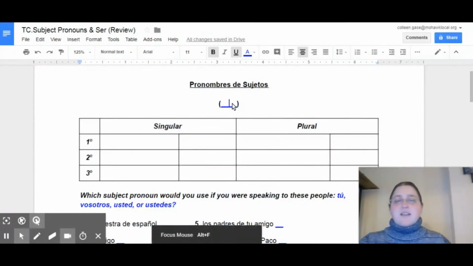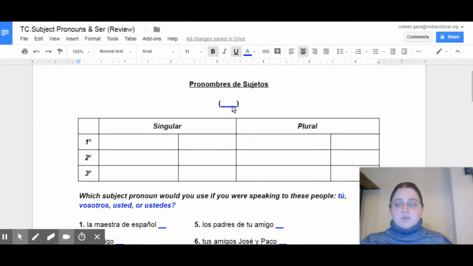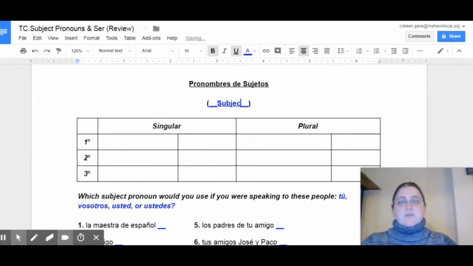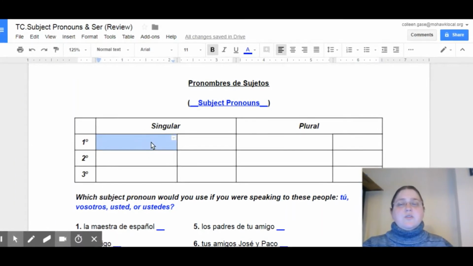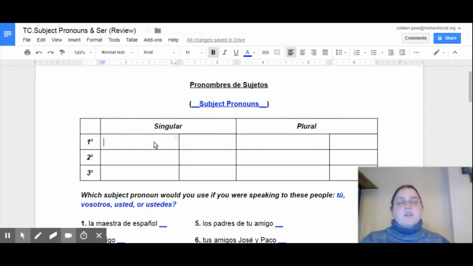En inglés son los subject pronouns. Subject pronouns are what we use to know who is doing a particular action. So if I just said threw the ball, you would assume a word got left off because you don't know who threw the ball. You would say, you threw it, he threw it, they threw it.